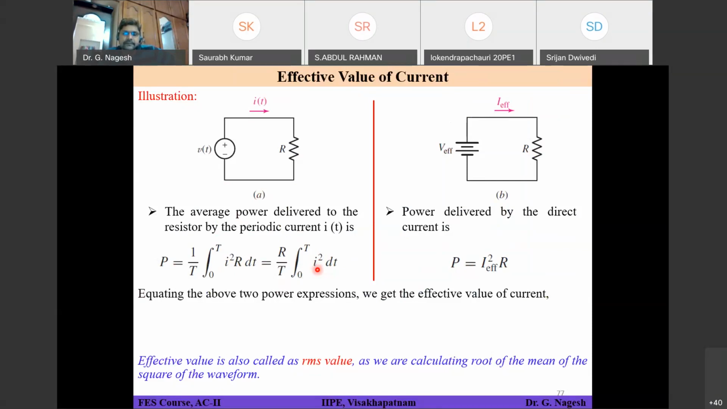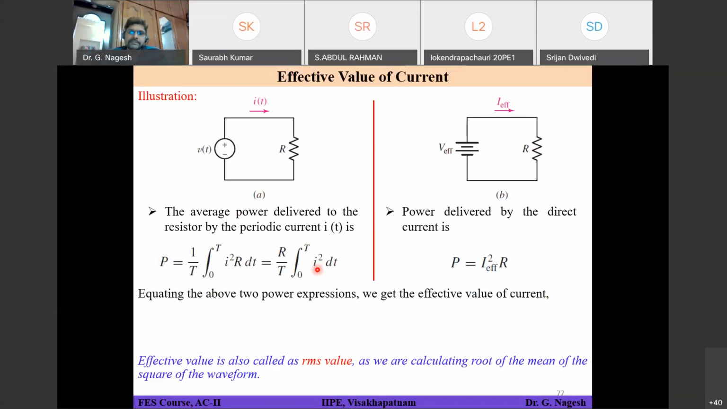You understood, na? Yes, sir. Okay, so give me the expression of I effective in terms of R, T, whatever it may be. Square root of 1 upon T, the integration from 0 to T of I square dt, and this should be under root, sir. Yes, sir. Okay.